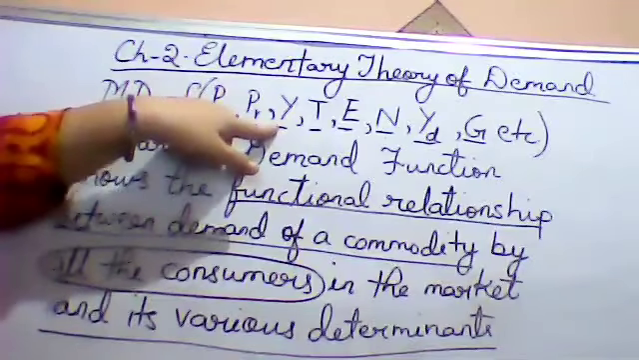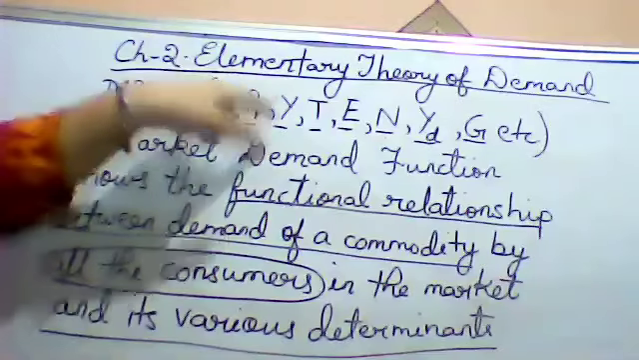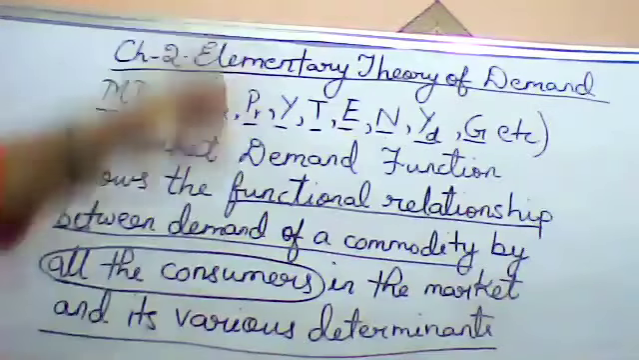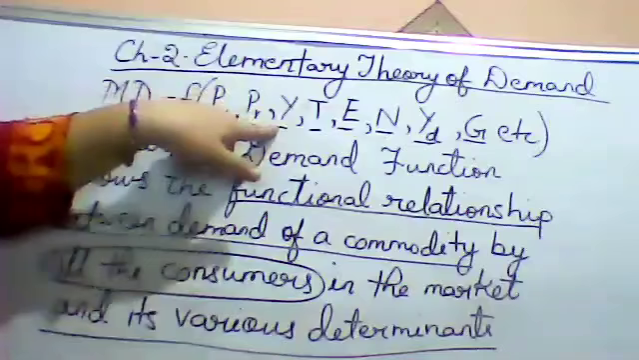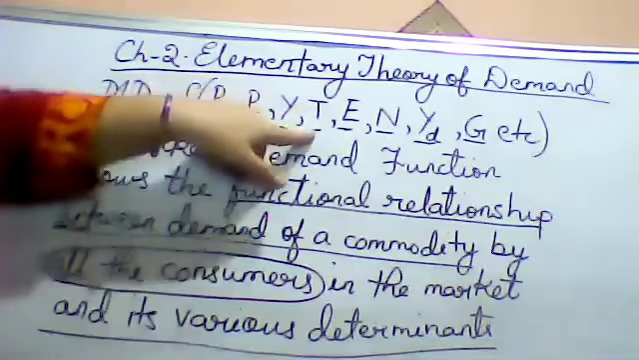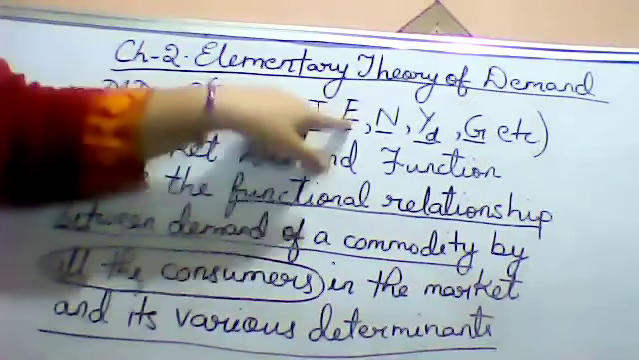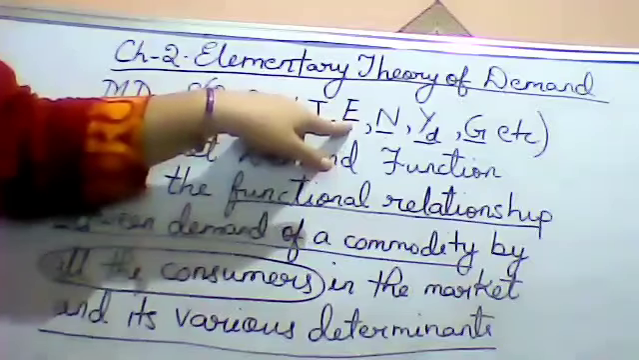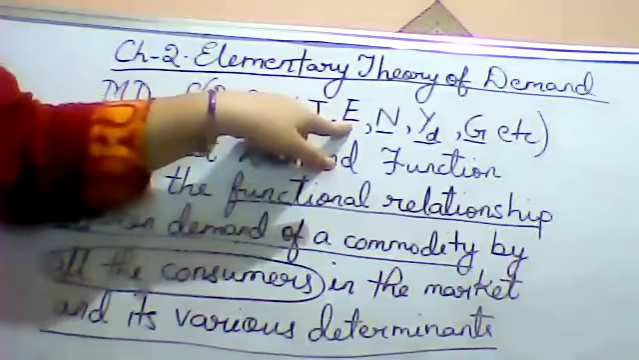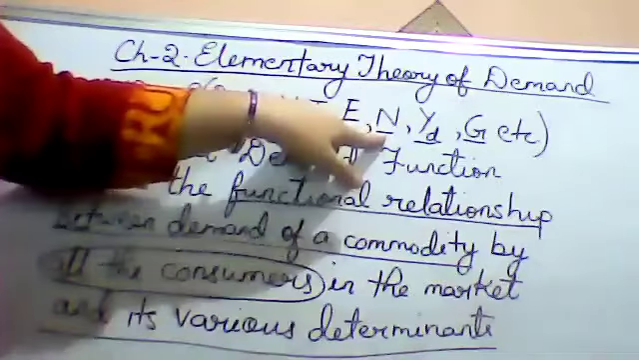Then what is Y? Income of the consumer. Income I have told you that day also, is shown by Y, because investment is also I. That is why they don't show income by I, because there will be confusion with investment. That is why income is always shown with Y. Then T is taste and preferences. Then what is E? Expectations. Expectations of future prices.